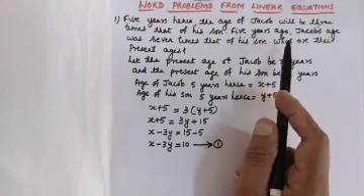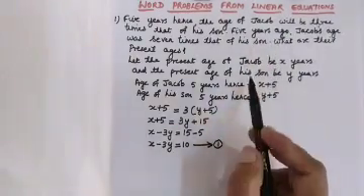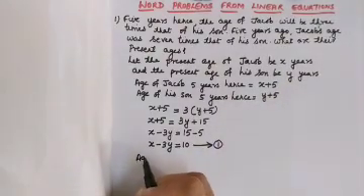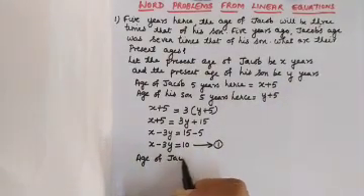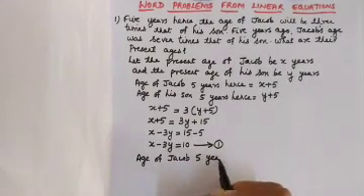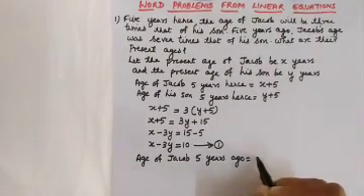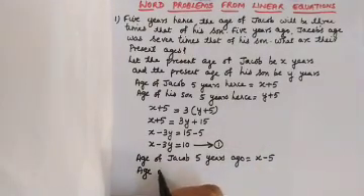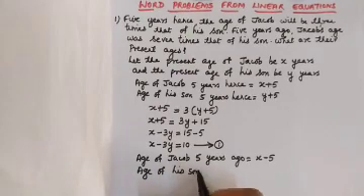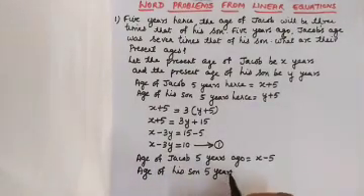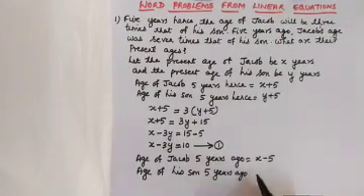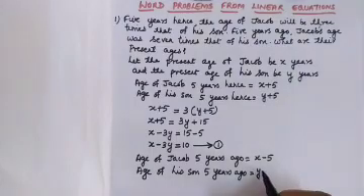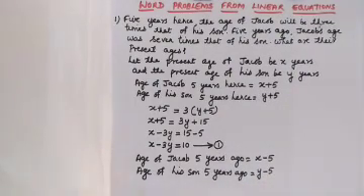5 years ago. So that is before 5 years. Now the present age of Jacob is x years. Therefore age of Jacob 5 years ago is equal to x minus 5. And age of his son 5 years ago will be, present age of son is y. So 5 years ago it will be y minus 5.